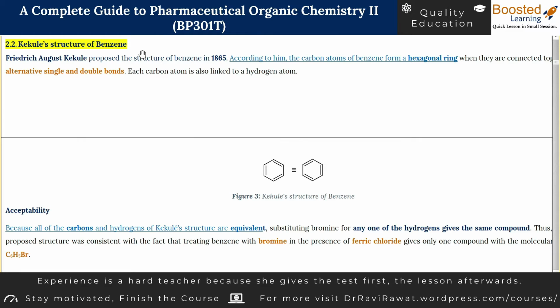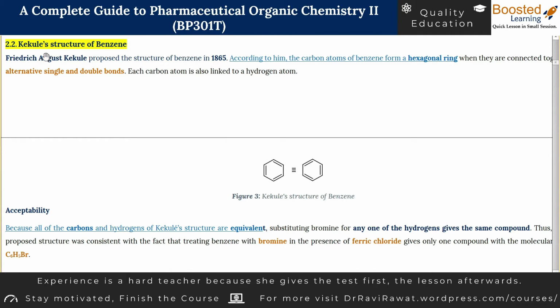But in today's session, and from now onwards till the next two or three sessions, this confusion is going to get resolved. So today's lesson is going to be the first step towards the derivation of the structure of benzene.